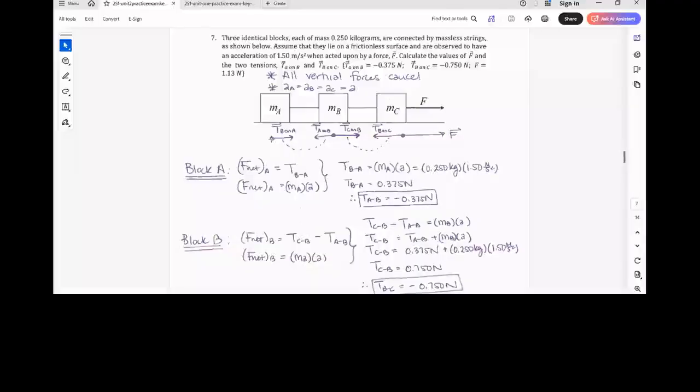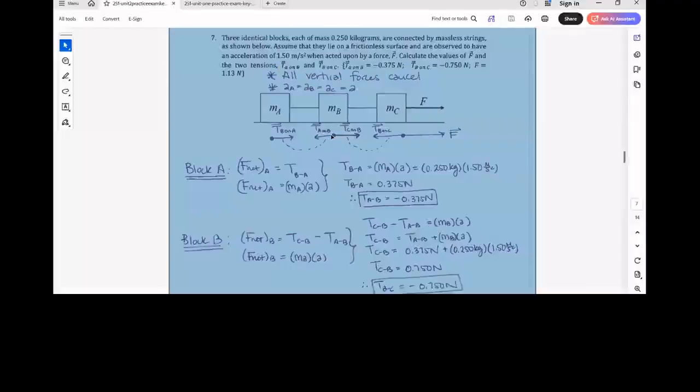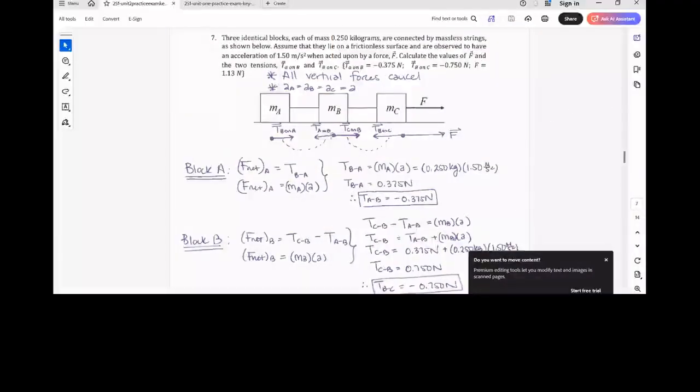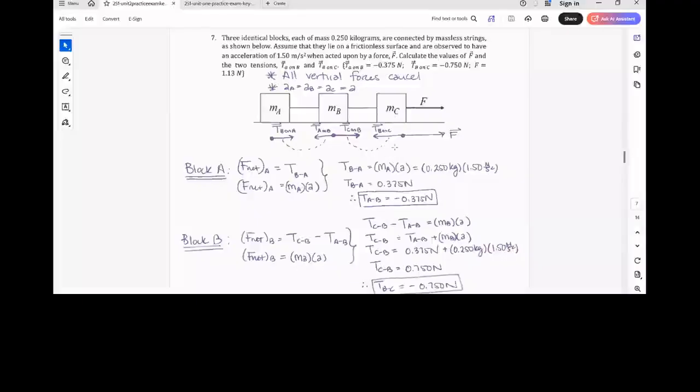So I have block A that's at the end of the chain. It receives a force from the string that connects it to block B. So we can call that tension of B on A. There is another corresponding half of its third law pair, TA on B, that is acting on block B as a result of the string connecting it to block A. There exists a TC on B that's also acting on block B. And then, of course, that has to have its own third law pair on the other side, TB on C, where block C is the one that you're actually interacting with directly. So it's also receiving this force F oriented toward the right.